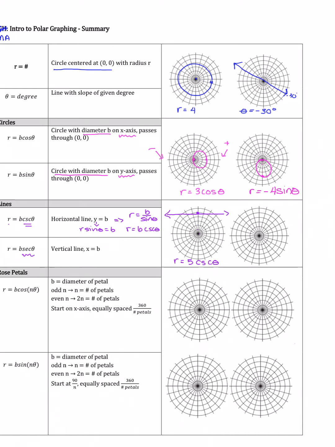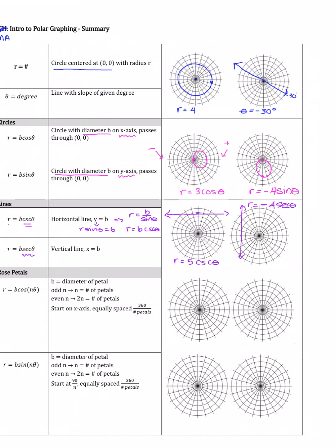If it's secant, remember the reciprocal of secant is cosine, so it's going to be kind of the same thing. Let's do a negative 4 secant theta. So it'll go off of x equals, but now it's negative 4. 1, 2, 3, 4, and that would be a vertical line, x equals negative 4.